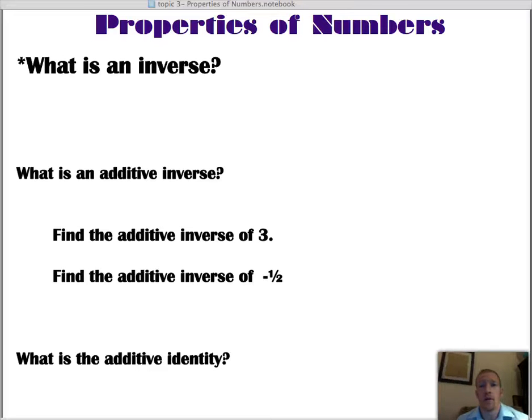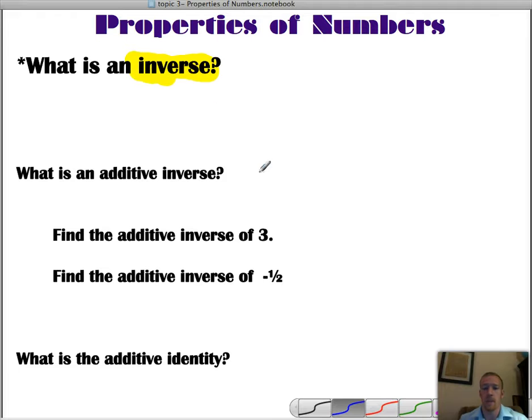Hi guys. So this first question is a very important topic in mathematics. In fact, we'll be revisiting it many times throughout the year. What is an inverse? Inverses are really an important idea. Basically, think of an inverse as something that undoes something else.